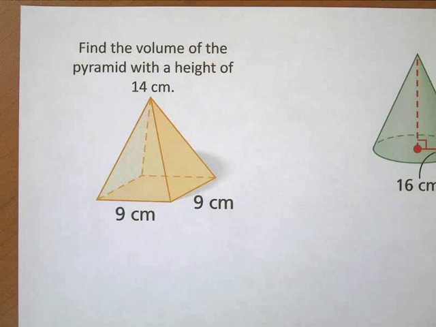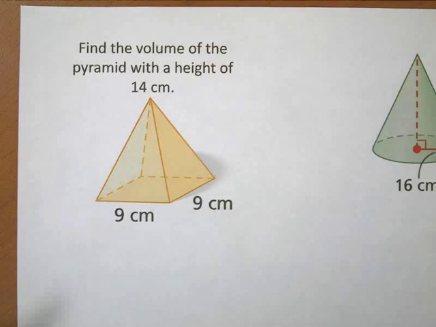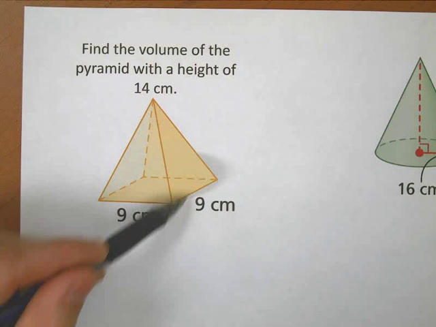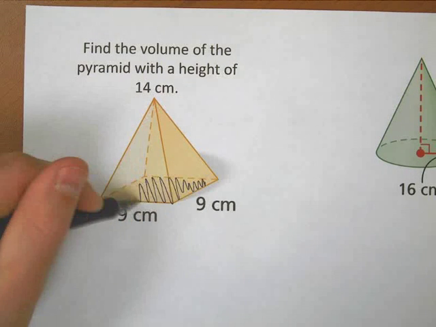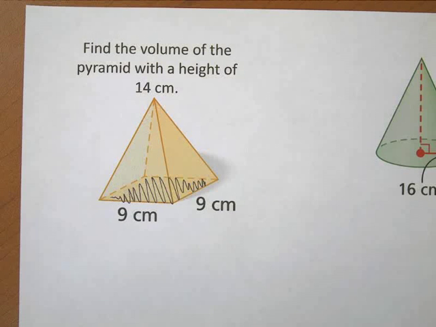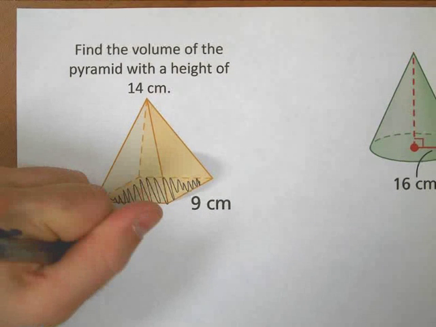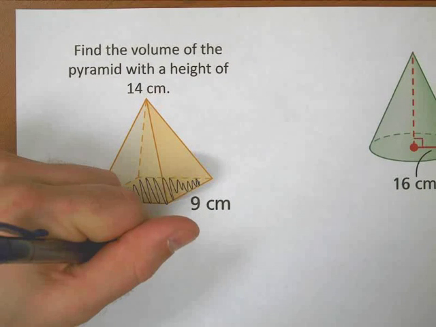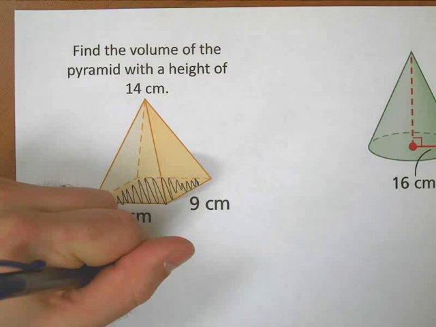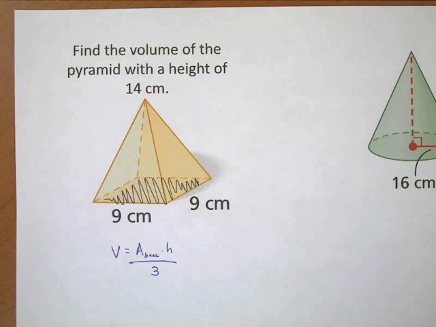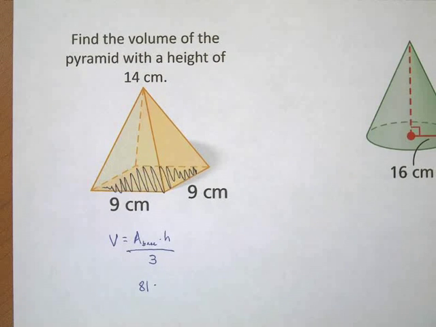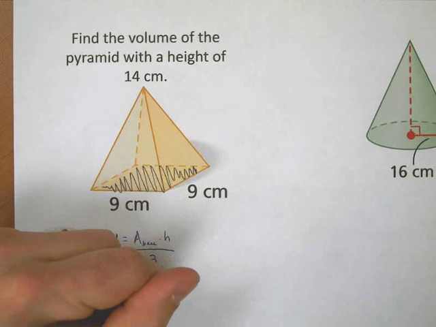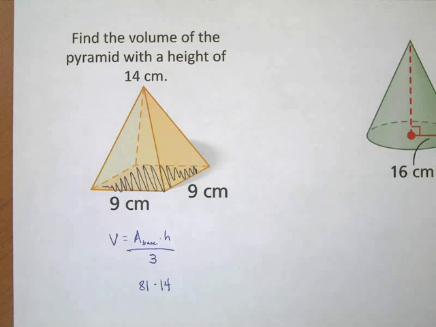Well, it's a pretty straightforward problem. First things first, what's the base? The base is a square, 9 by 9, which means the area of the base is 81 square centimeters. So volume is equal to the area of the base times the height, all over 3. The area of the base is 9 times 9, which is 81. The height of this pyramid, they tell us in the words above, is 14 centimeters.